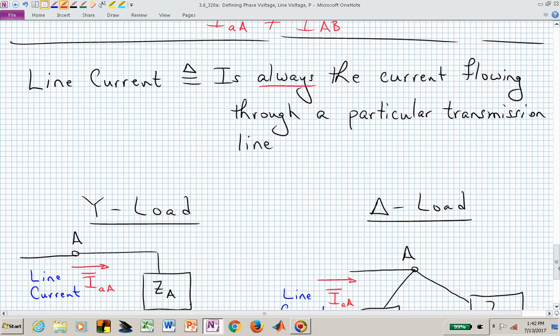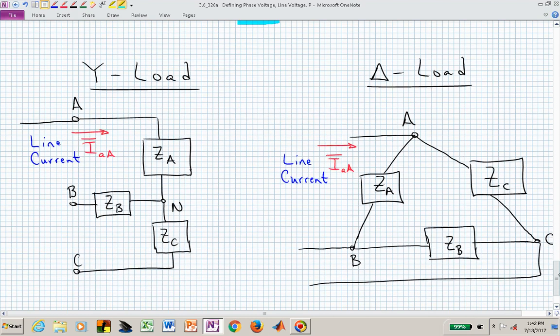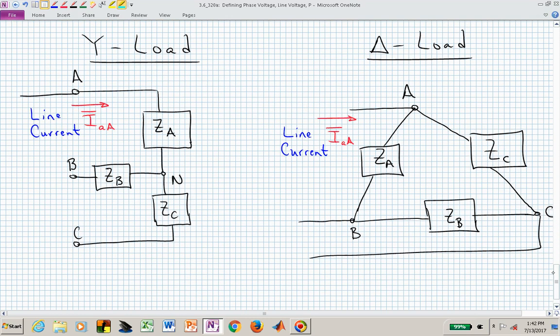Contrast that with the line current. Now when you hear line, you can think, oh, these are transmission lines. This is always the current flowing through a particular transmission line, or a phase of a particular transmission line. Thus, if we look at the Y connection, what's the transmission line current? Well, that's I sub AA. That's the current through the transmission line from the generator side, little a, to the load side, capital A.